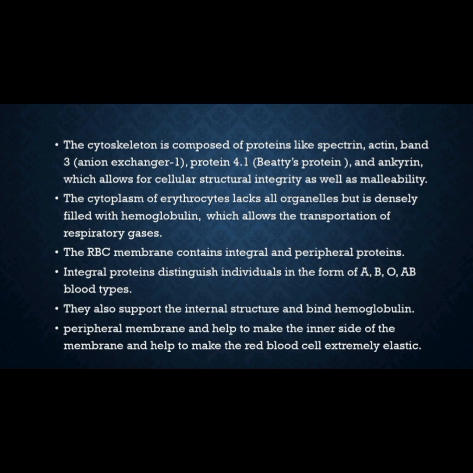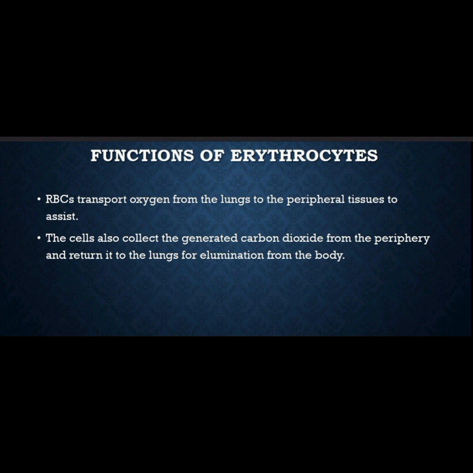The cytoplasm of erythrocytes lacks all organelles but is densely filled with hemoglobin, which allows the transportation of respiratory gases. The RBC membrane contains integral and peripheral proteins. Integral proteins distinguish individuals in the form of A, B, O and ABO blood types, and they also support the structure and bind hemoglobin. Next, peripheral membrane proteins help form the inner side of the membrane and help make the red blood cells extremely elastic.